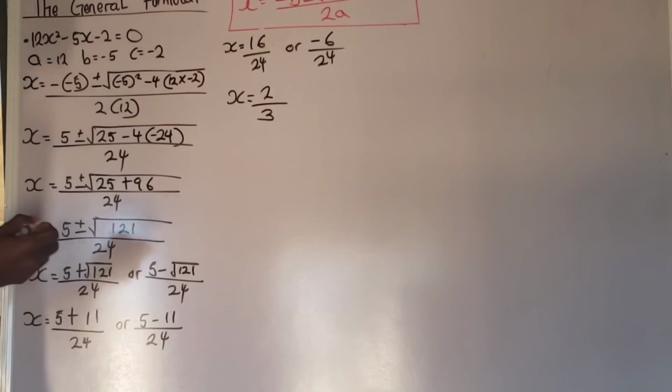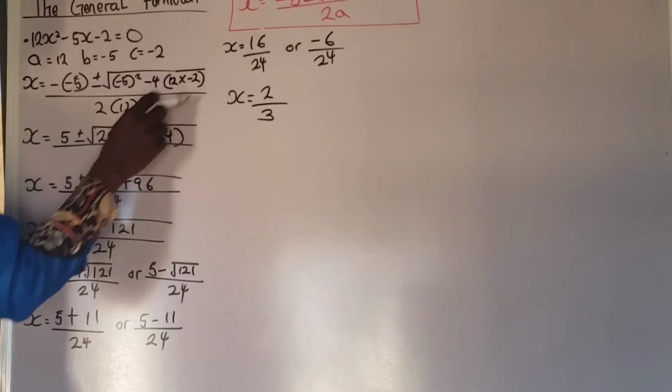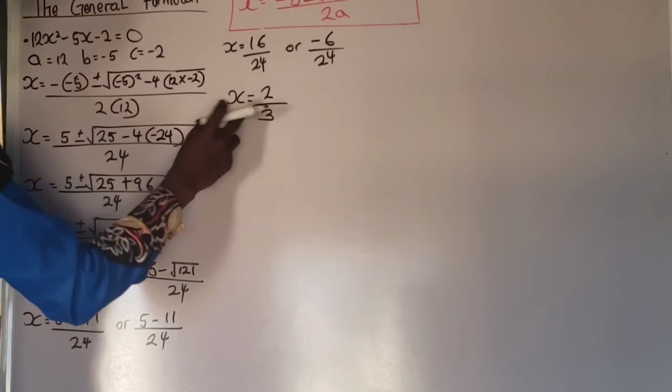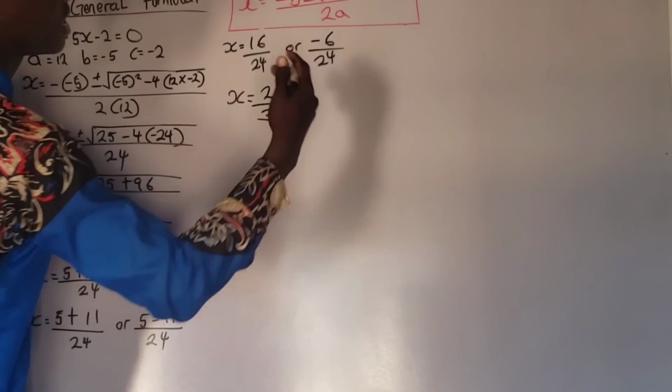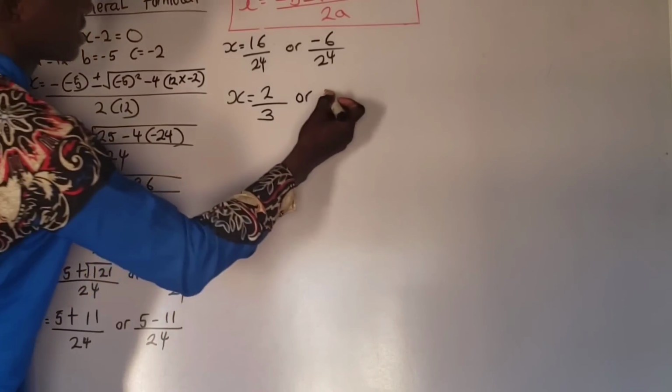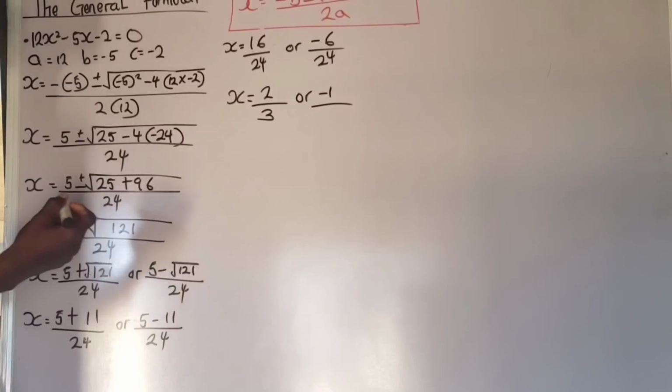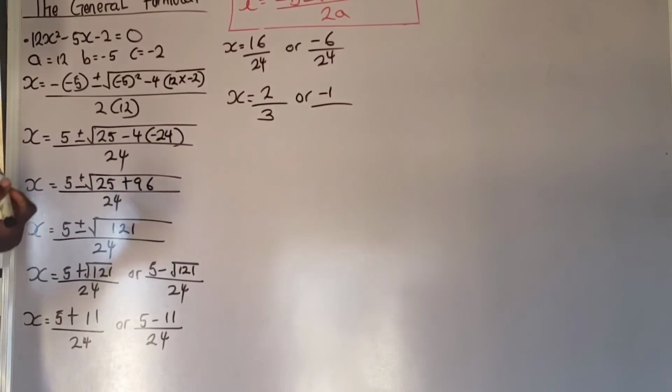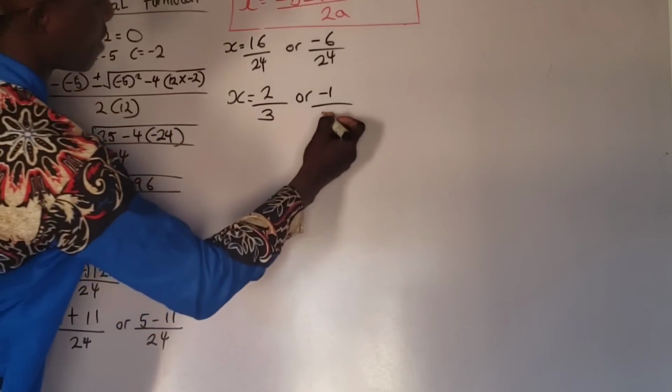24 divided by 8 will give us 3. So I'm going to have 2 all over 3. Now we can also reduce negative 6 all over 24. What can we use to divide negative 6 and 24? We can use 6. Negative 6 divided by 6 is negative 1, and 24 divided by 6 will give us 4. So I'm going to have this all over 4.